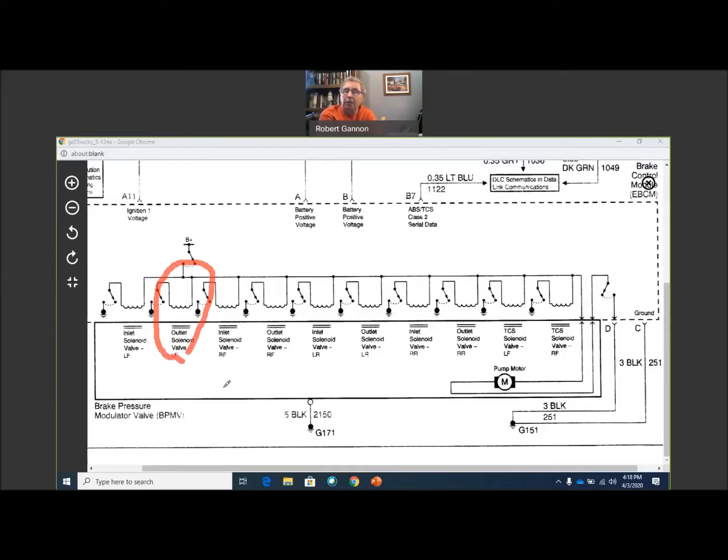If the wheel is still locking up, that's where the outlet solenoid valve comes in. The outlet solenoid valve can actually release pressure from the caliper. This is a normally closed solenoid valve, and when it's energized, it opens a passage out of that brake circuit to allow pressure to escape from that brake circuit.